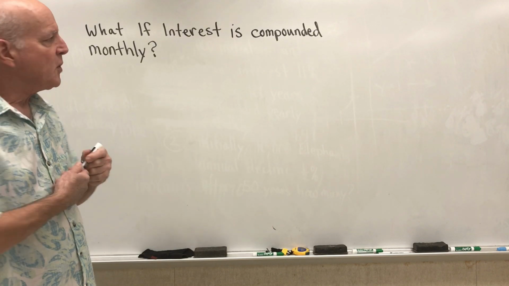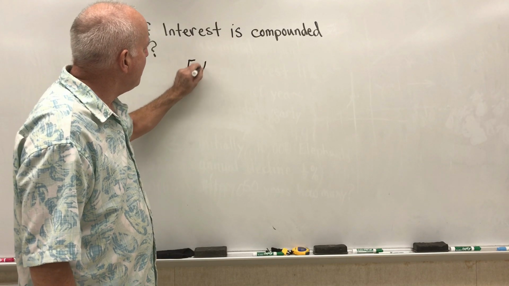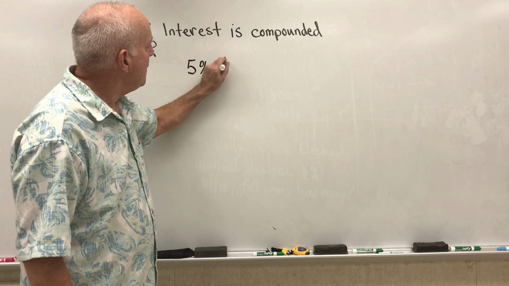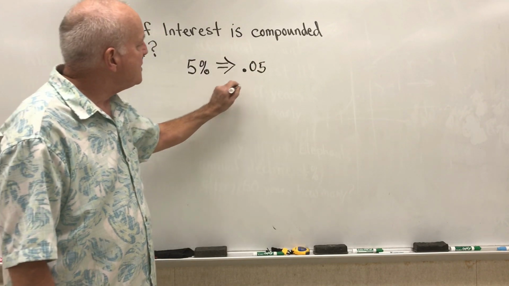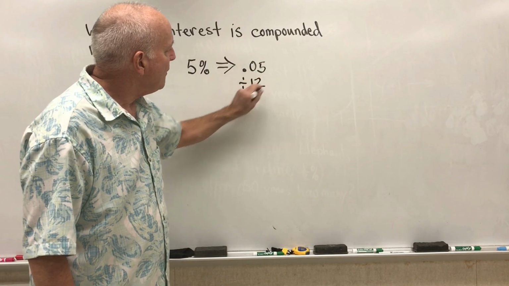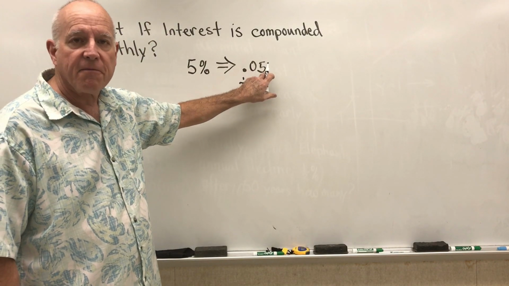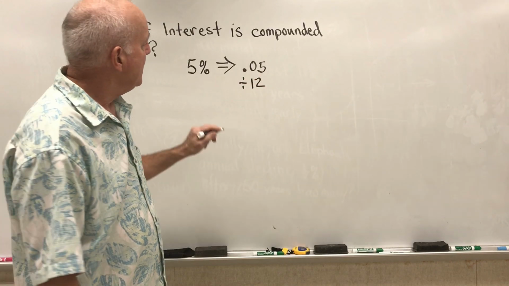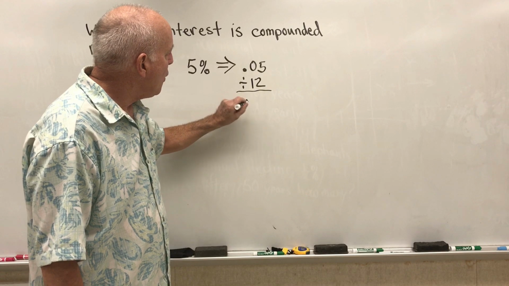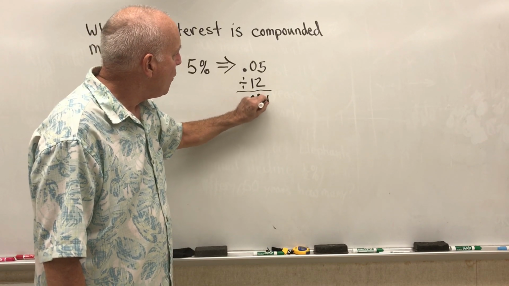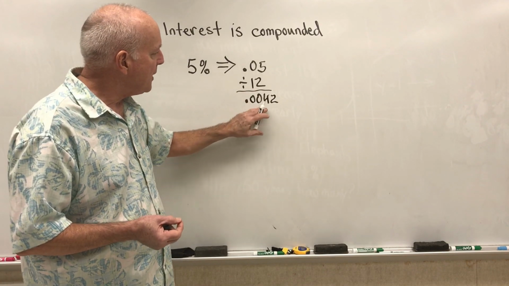So what do we do? It turns out that what we have to do is take the yearly interest. Remember, we were looking at 5%. So that's really 0.05 when we put it into decimals. And we divide this by 12 because there's 12 months in the year. So you're going to get 1/12 of 5% each month. When we do that, we come up with this being equal to 0.0042. Just slightly less than 0.5% per month.